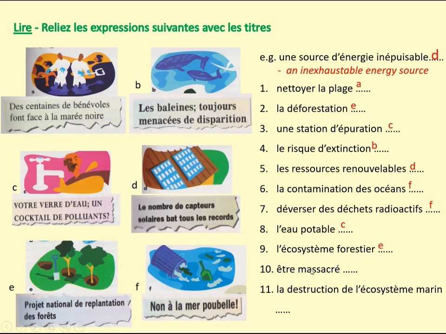Être massacré, so something was massacred. What's the most likely thing there? That's B. And then finally, destruction of the marine ecosystem. Well, that would be A, because you're killing off a lot of animals in the end, affecting the life cycle there, okay? So a few of those were quite tricky, so well done if you've got at least half, excellent if you've got 2/3 or so of them.